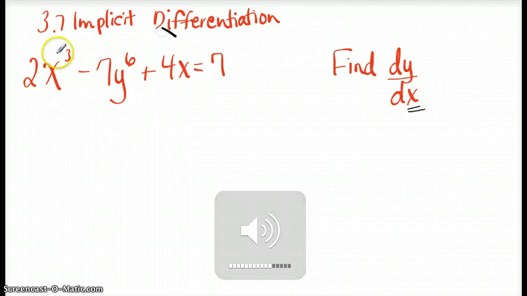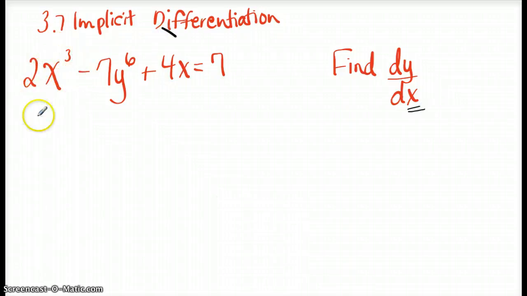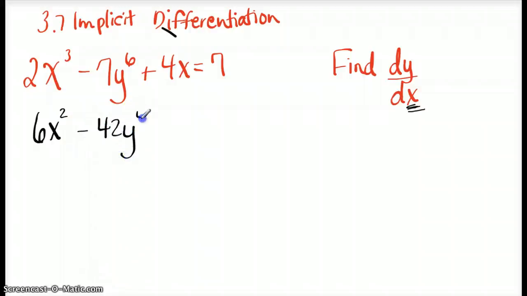So here we go. What's the derivative of 2x to the third? 6x to the second. Does it have an x in it? Yes. So do I need to put it with respect to x? No. What's this derivative? Does it have an x with it? No. So what do I have to put?